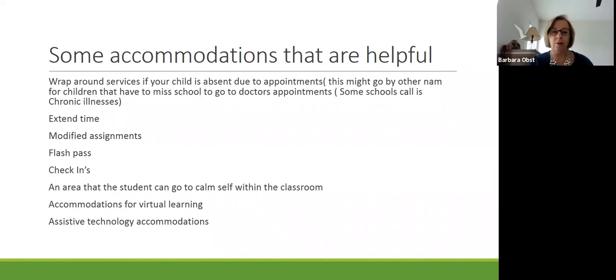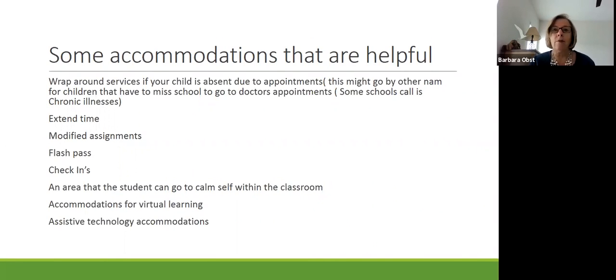or breaking down the assignments. A modified assignment is that you're still covering the same materials, but instead of doing 10 questions, you might only have to do 5 questions. A flash pass, or just having a pass that you need if your child needs to get up and move, or needs to go and meet with an adult for support. Sometimes that really works.